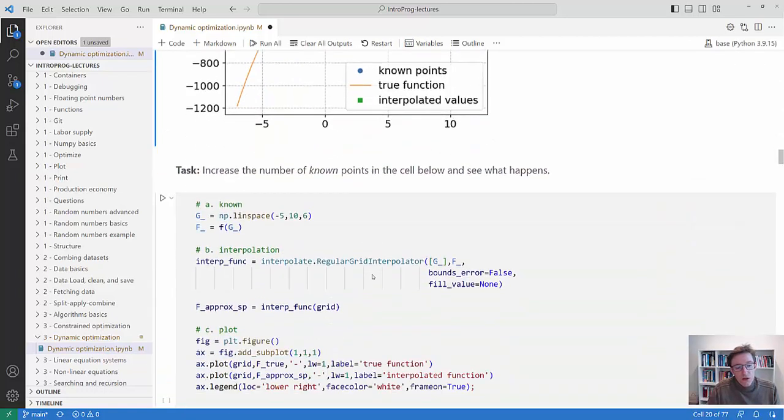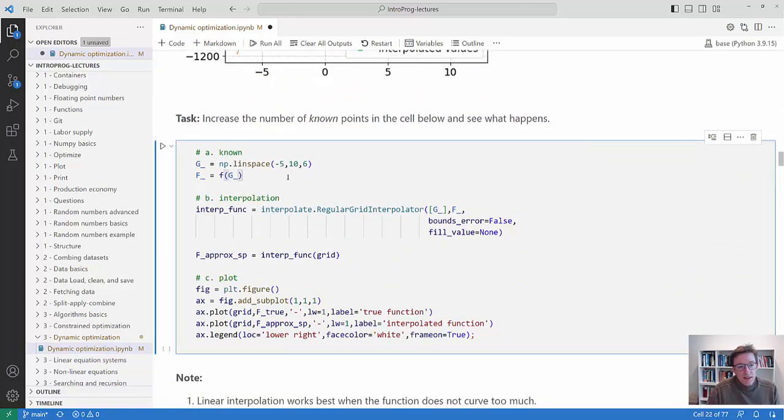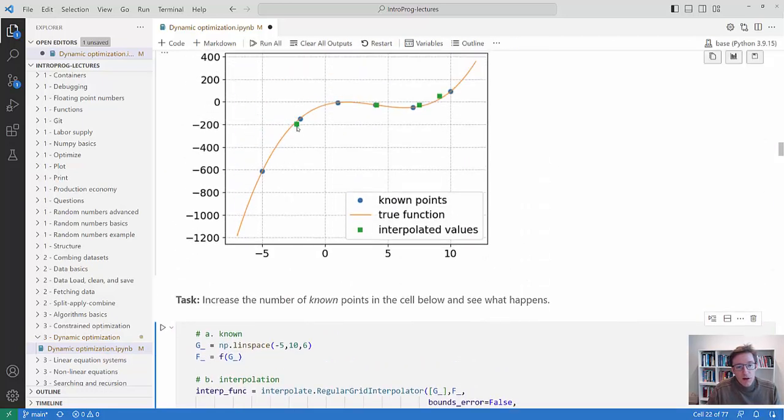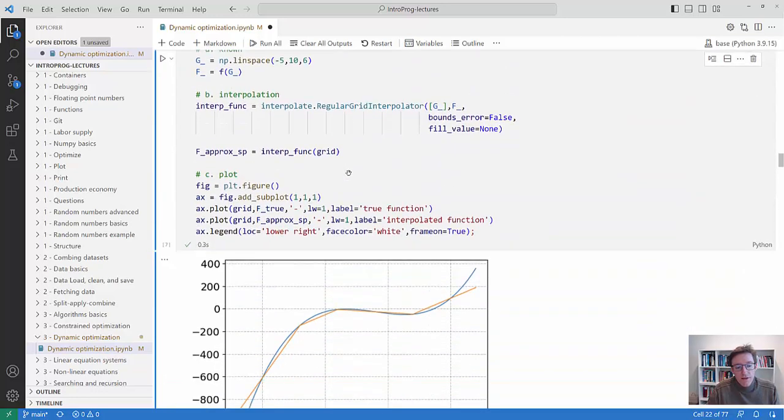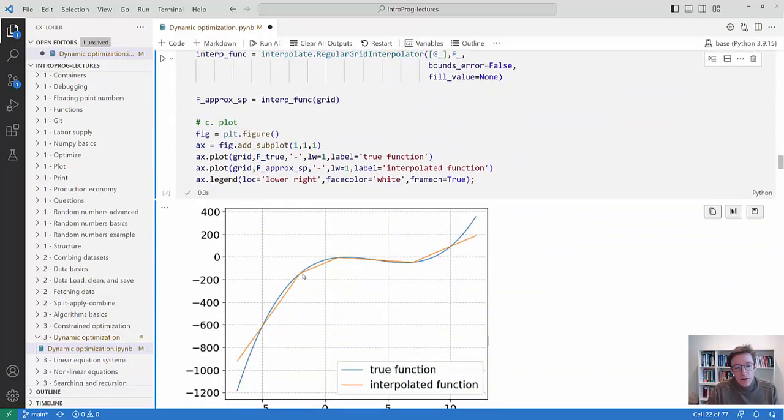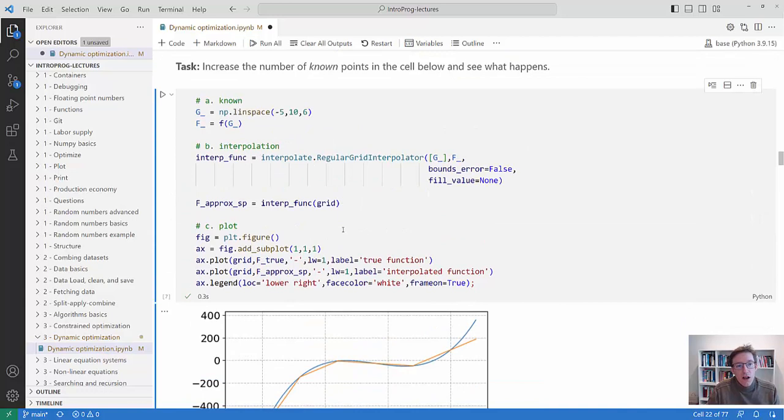Okay, so let's also consider this in a slightly different way. Instead of plotting the interpolated values as squares here, I will now think about an interpolated function where I linearly approximate between the points that I have. And then it looks like this. And then I want you to pause the video and try to increase the number of known points and see what happens.